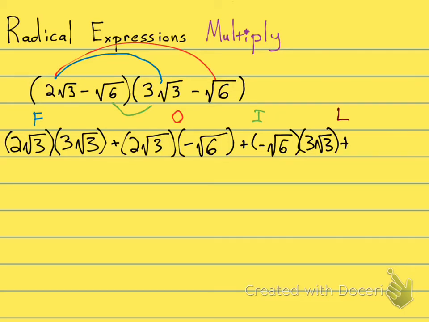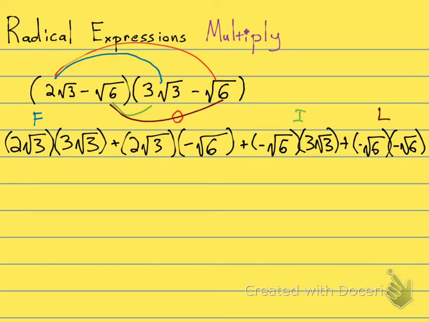And the last two is negative square root of 6 times negative square root of 6. Okay, so all I did so far was write down my first two, outer two, inner two, last two. Now let's go ahead and perform these multiplications.